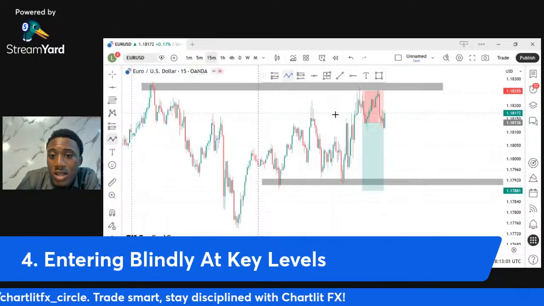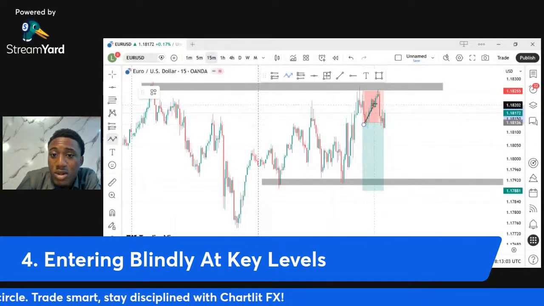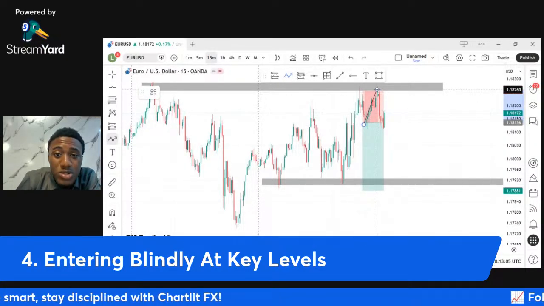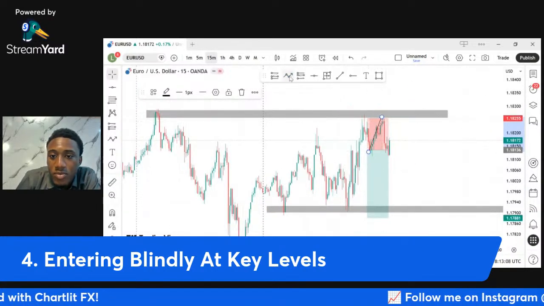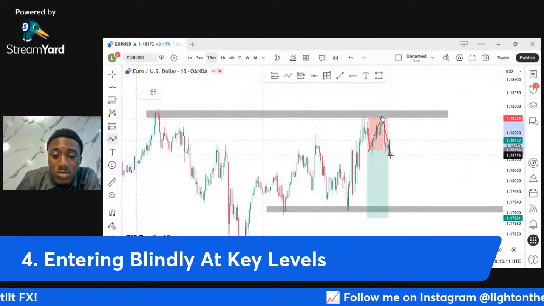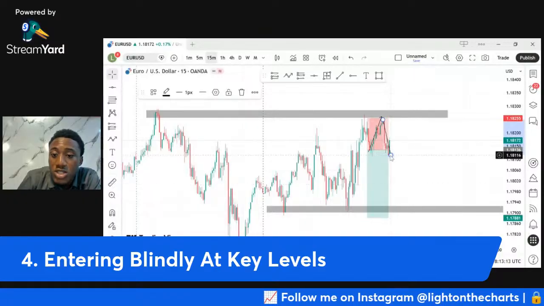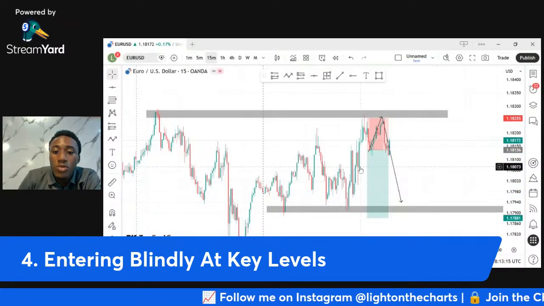Now, if you extend this, you can see that price came back from here. It didn't even push down. It came back and hit their stop loss, because they don't even know how to set a stop loss. And then it comes back down, and price pushes down aggressively. So you don't have to enter blindly.